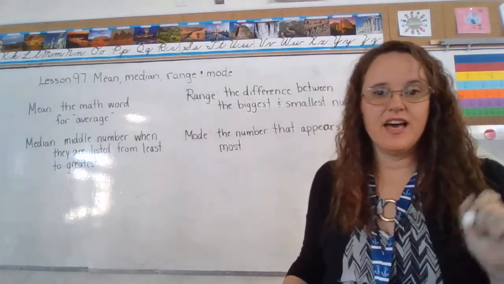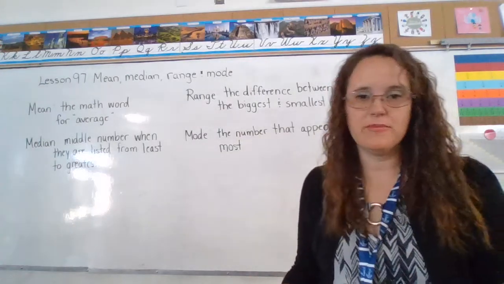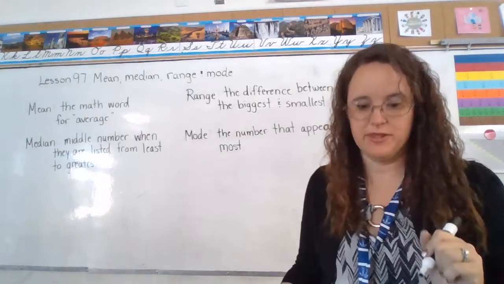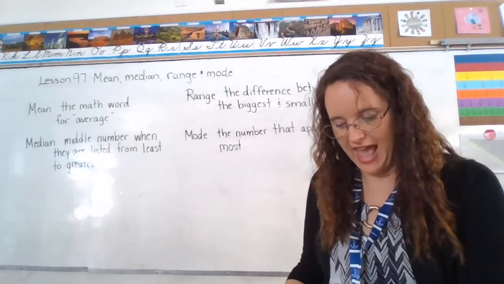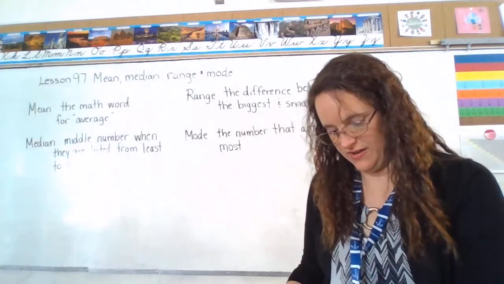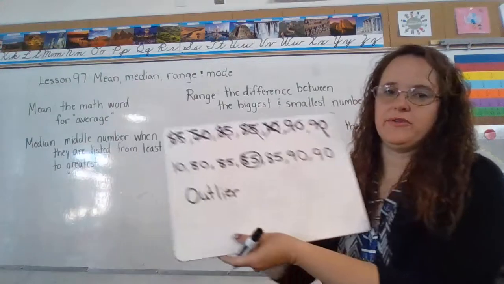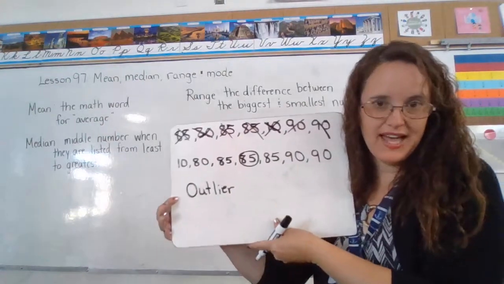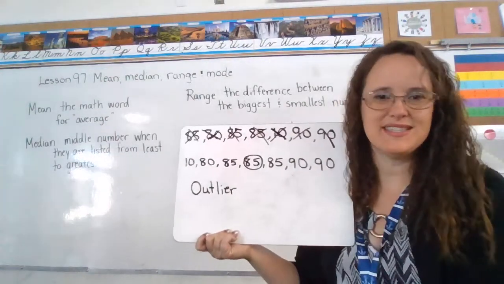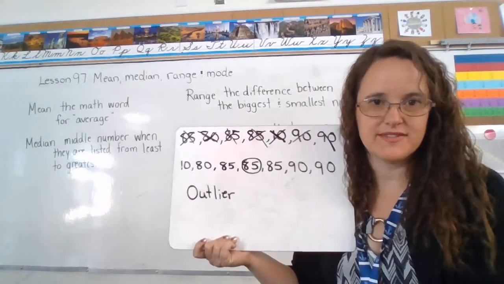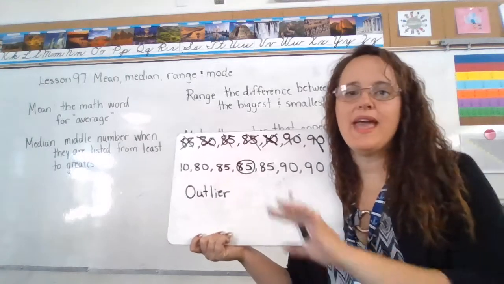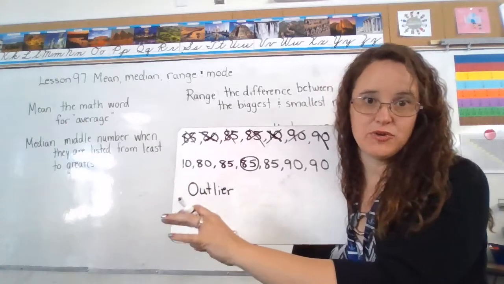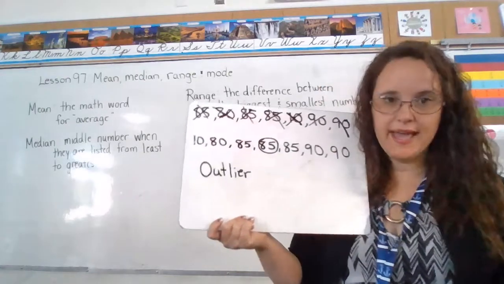So the other word that is in our book, in our lesson, but I did not put up on the board, is called an outlier. I'm going to write it here for you. An outlier is a number that doesn't seem to belong with the rest of the numbers. It's either way smaller than the majority of the numbers or it's way bigger.